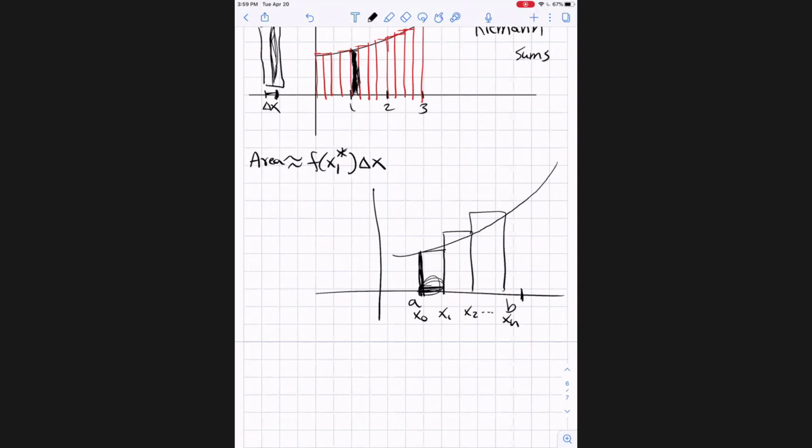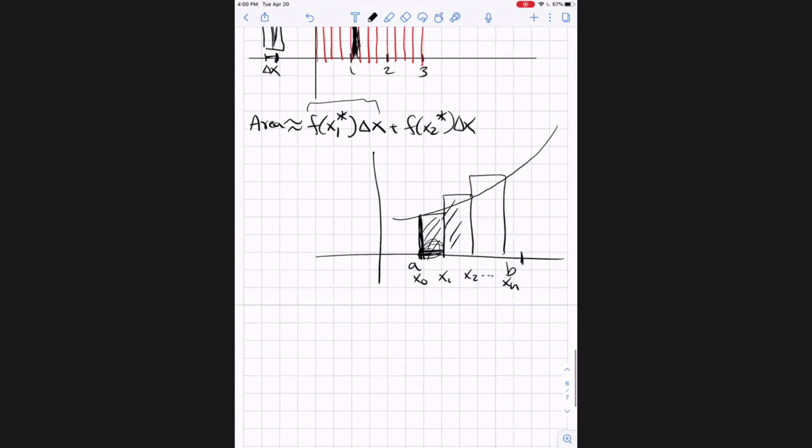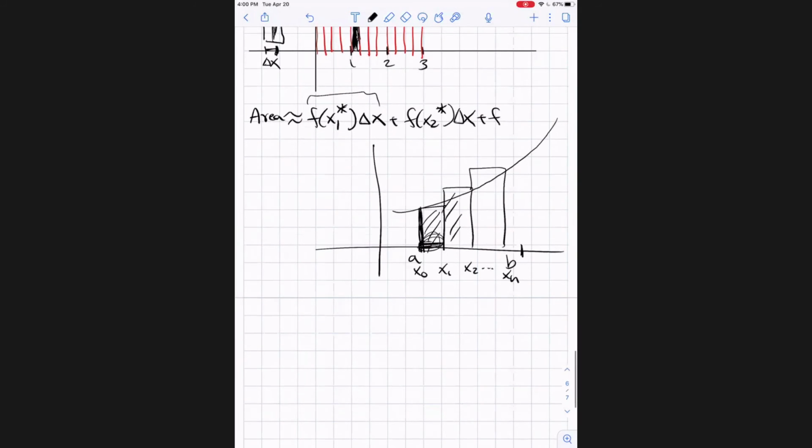So this part right here will give me the area of this rectangle, plus f of x sub 2 star times delta x. That will give me the area of the second rectangle. Now, I'm not saying there's only 3 rectangles. This is just the general picture. There's n rectangles here. Plus, keep in mind, I know this is very tough and half of this is flying over your head. That's perfectly understandable.